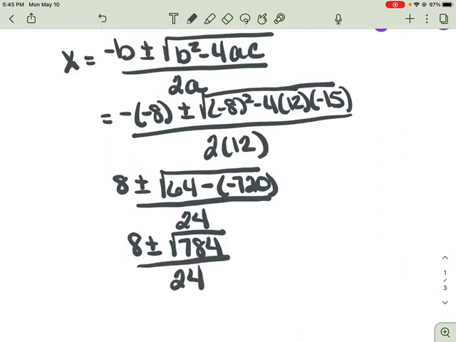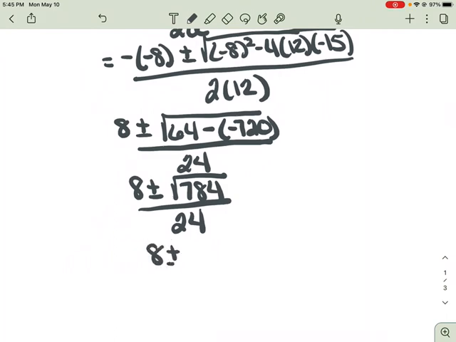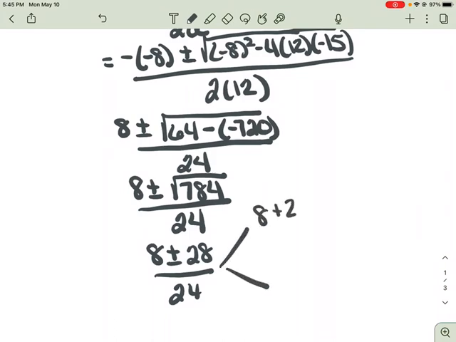So now I'm going to check and see if 784 is a perfect square. It is. It's 28. Okay, so we're going to create our 2: 8 plus 28, whole thing over 24, and 8 minus 28 all over 24. So 8 plus 28 divided by 24 is 1 1/2, or 3 halves.